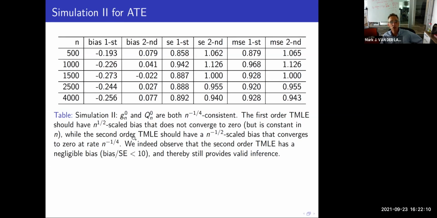difference. And so when you blow it up with root n, it will be n to the -3/4 times root n, which still should go to 0 as n to the -1/4. And so, again, you see huge reductions in bias by using a second order TMLE, and the ratio of bias divided by standard error becomes negligible, which allows you to get formal inference.